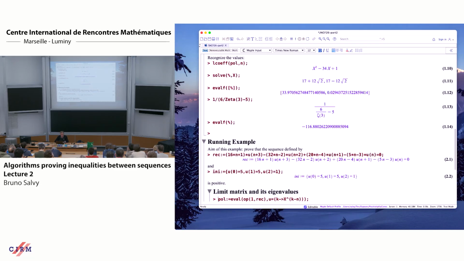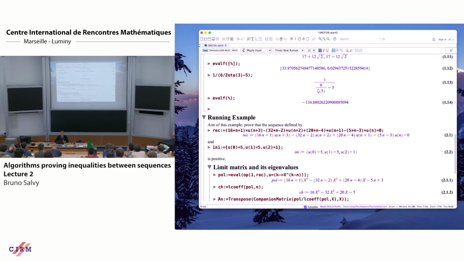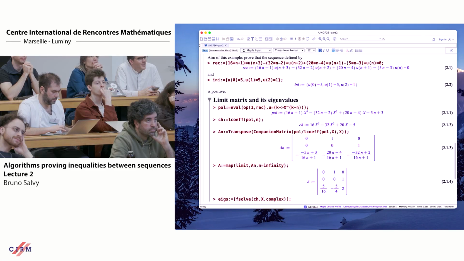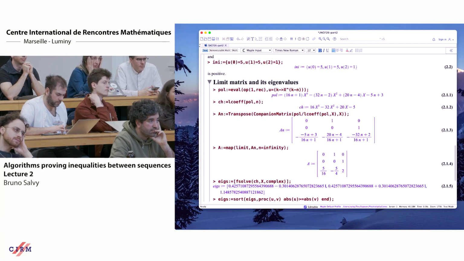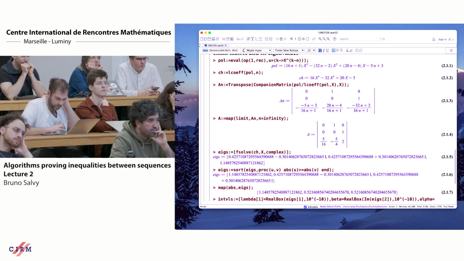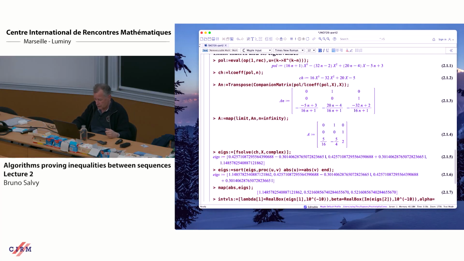So this is the recurrence, the initial conditions. Again, I construct the matrix, the limit matrix, everything is nice. You look at the eigenvalues. Let's sort them by decreasing modulus. And if you look at the modulus, the largest one is 1.14 and the other ones are much smaller. And I introduce intervals.